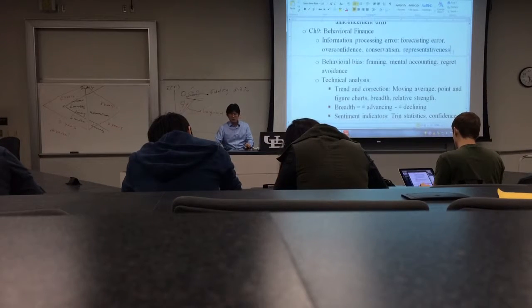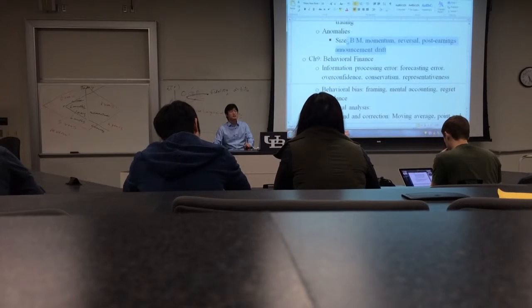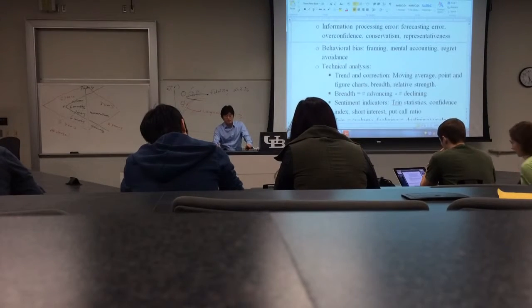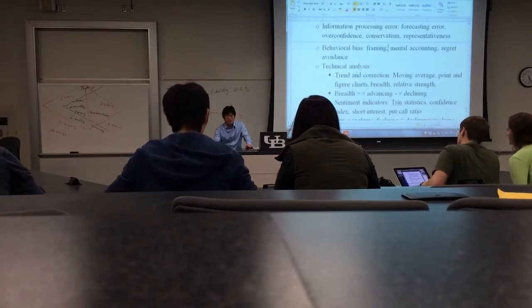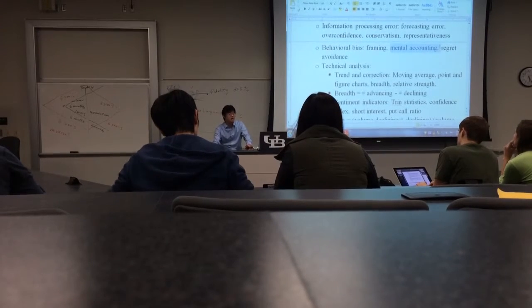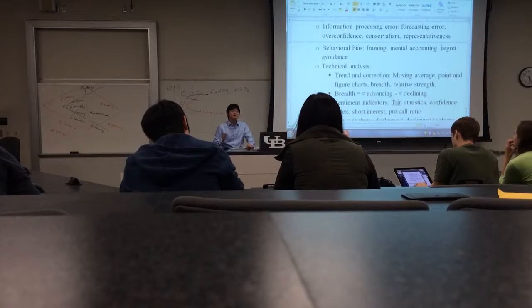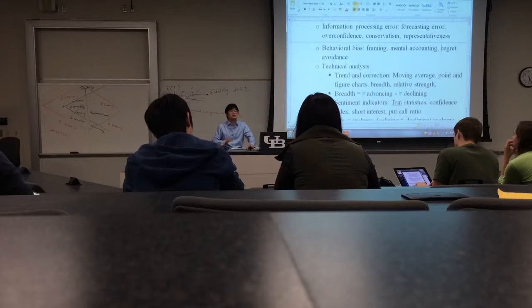So these information processing errors can potentially explain why we have these anomalies, why the market is inefficient. And behavioral bias: framing, investors tend to be affected, when they make decisions, by how choices are posed. Mental accounting is a special type of framing. Investors tend to segregate investment decisions. And regret avoidance: investors tend to avoid unconventional investments and tend to choose conventional investments in order to avoid regret.